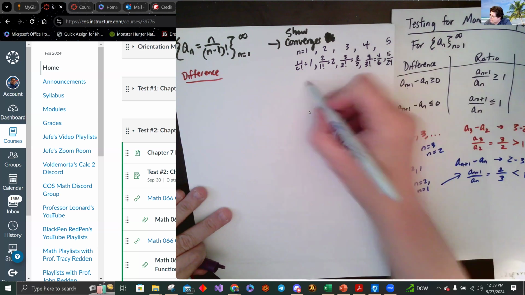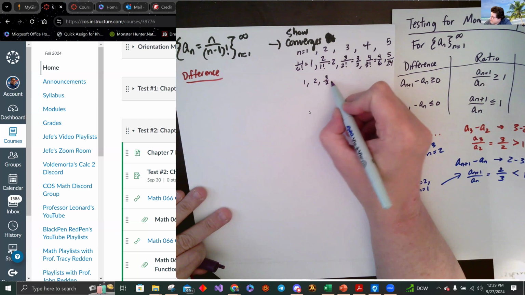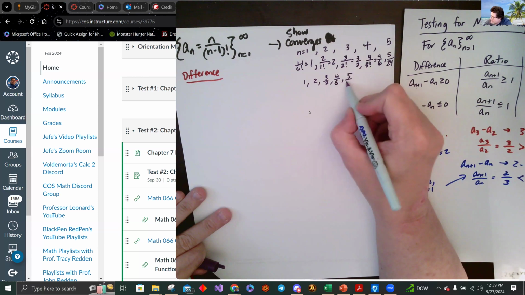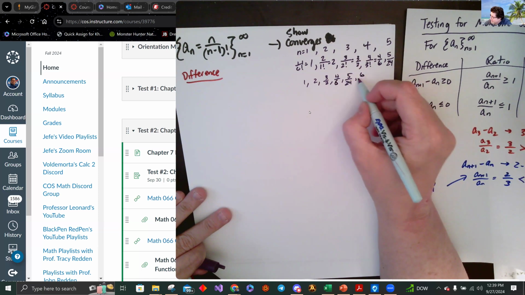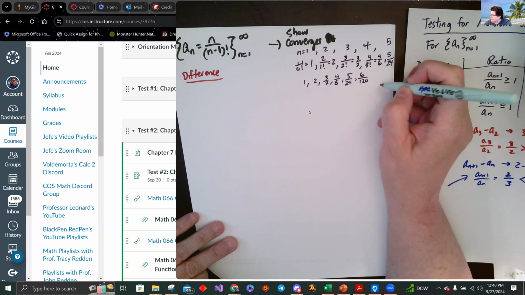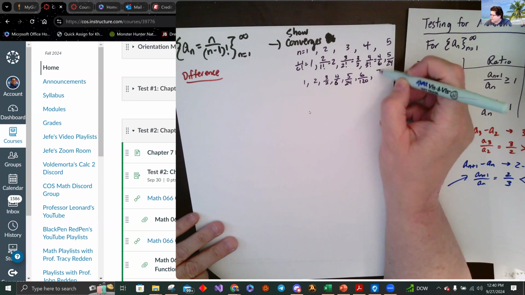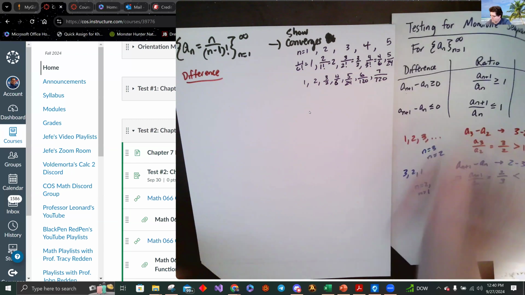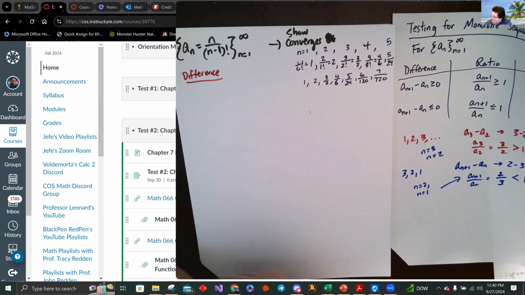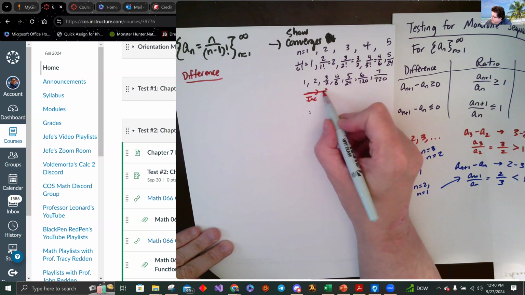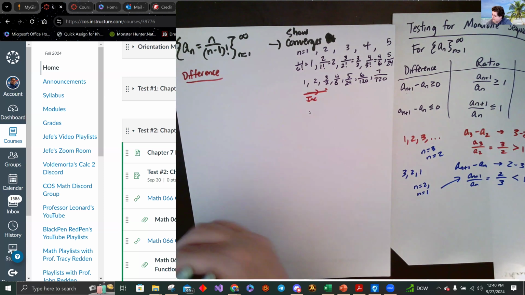So it looks like 4/6. I know these reduce, but I'm not reducing them to show what they are. The next one in this pattern would be 6 over 5 factorial, which is 120. This is 7 over 720. It looks like it's increasing for a little while. Well, it's increasing there, but then it's starting to decrease from there.